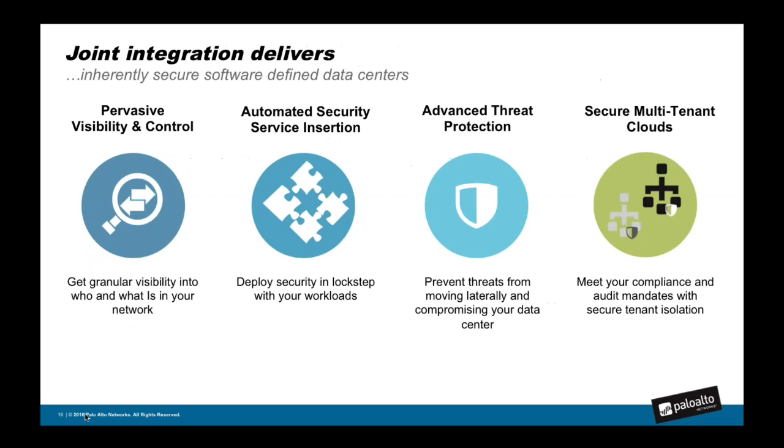So with that said, I just want to quickly summarize some of the key takeaways out here. With this joint solution between Big Switch and Palo Alto Networks, now you have the ability to gain pervasive visibility and control within the data center. You also have the ability to seamlessly have security service inserted as and when needed across your physical workloads as well as virtual workloads. Advanced threat protection, of course, is something which we bring to your data center and also protect you from any kind of lateral movement or, for that matter, known and unknown malware. And finally, you can safely go ahead and secure your multi-tenant deployments within your data centers.